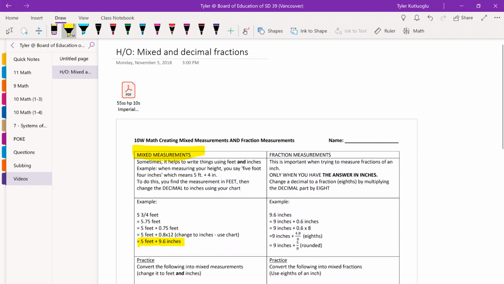Now, some questions will give this to you, but some questions are just going to give you an amount, like 5.75 feet, and you got to turn that into feet and inches.